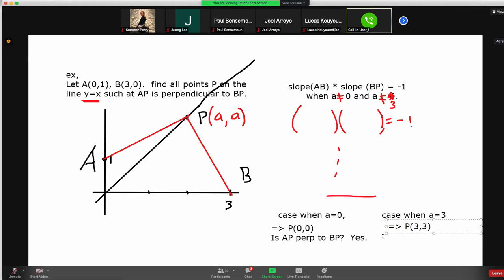In this case, the question is, is AP perpendicular to BP? Is it? Yes or no? No, not in this case. So the answer to this one is no.